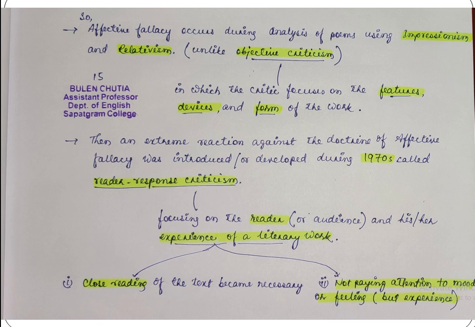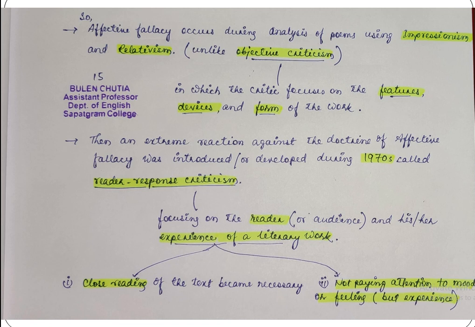And another is form. In objective criticism, one thing is important, that is form. Whether it is an elegy, whether it is a ballad, whether it is a kind of epic or what. Okay, so using the objective criticism, we can reduce the affective fallacy. Because in objective criticism, there is no place for the mood, for the experiences of the reader, for the personal intimacy of the reader and the writer.